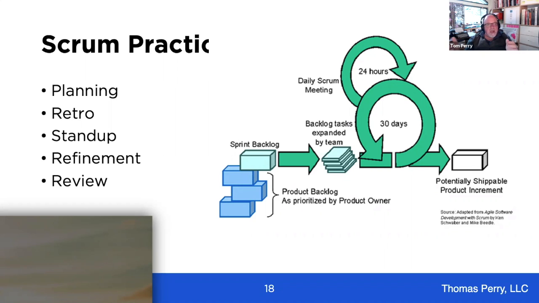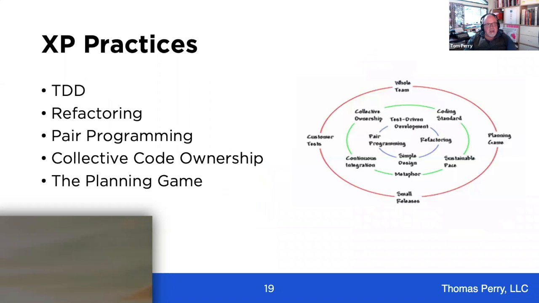So if there are many different techniques we can use for retrospectives, then we can practice some of those techniques and get better at using them. Another place that I looked for practices was XP. So XP has a stated set of practices, and there's test-driven development and refactoring and pair programming, collective ownership, and the planning game, which is really the same as planning in Scrum, more or less.